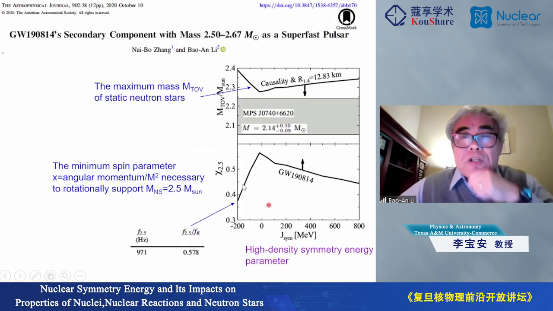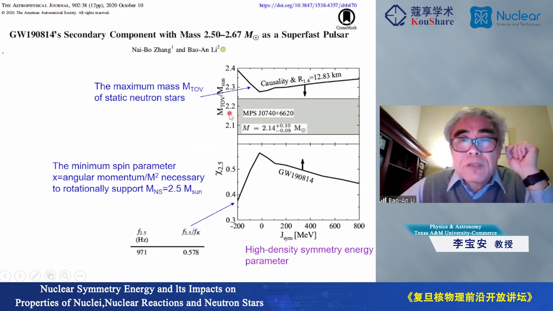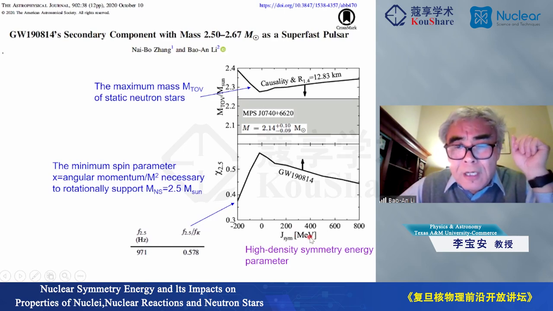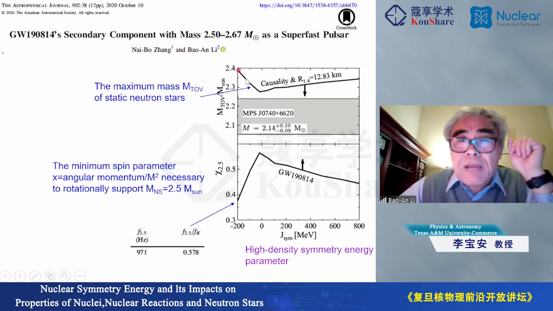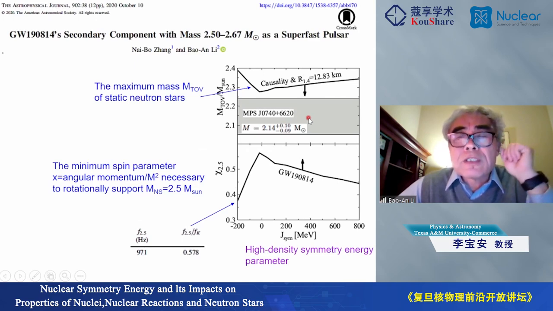Okay, so on this plot here, we have the MTOV, the maximum mass of a non-rotating neutron star as a function of the J-sync parameter, which characterizes the symmetry energy around and above three times normal density. Okay, so this is the MTOV limit, right? It's above the mass of the known non-rotating neutron star, okay? Now, this shows you the necessary minimum frequency you need to rotate neutron stars on this curve to give you a 2.5 solar mass neutron star, okay?